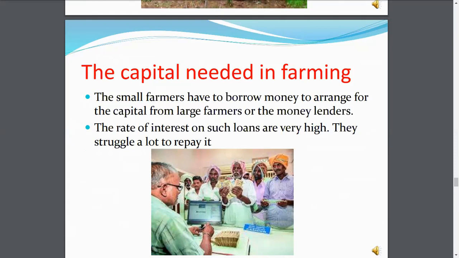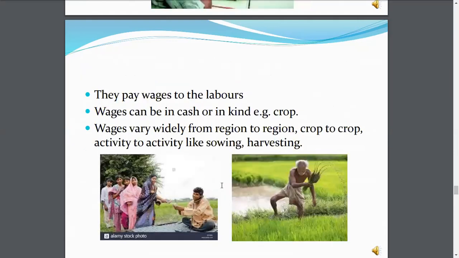But the rate of interest on such loans is very high because these moneylenders and large farmers are working for their profit. They will not see whether this farmer is able to repay the loan or whether he has got a proper harvest this year so that he can repay it. No, they are only for profit. Whatever money they have given as a loan, they want the proper interest, and the interest is also very high. So sometimes the farmers struggle a lot to repay the loan.